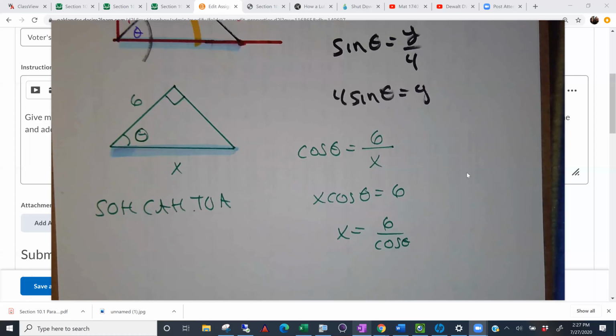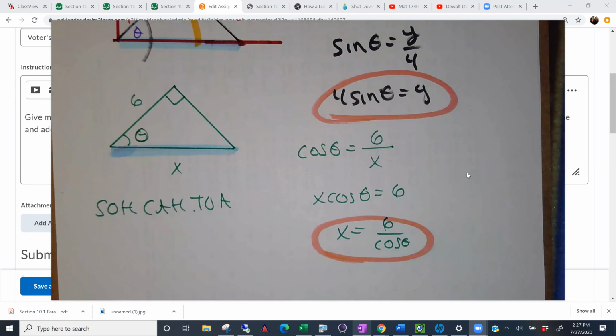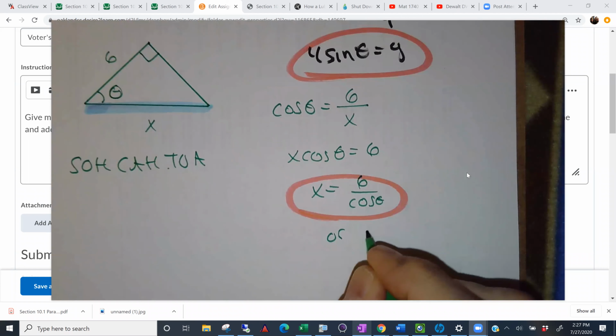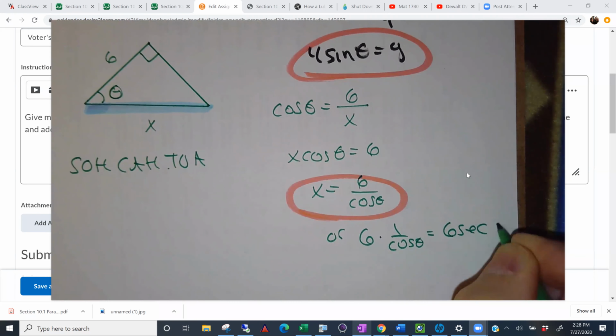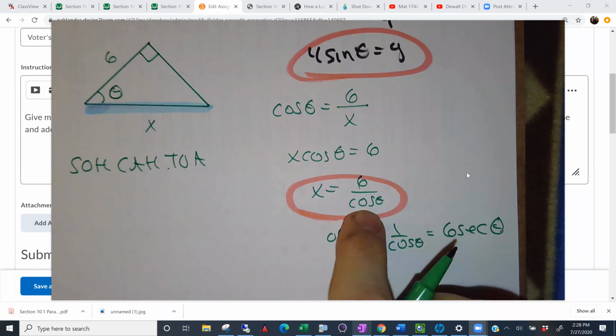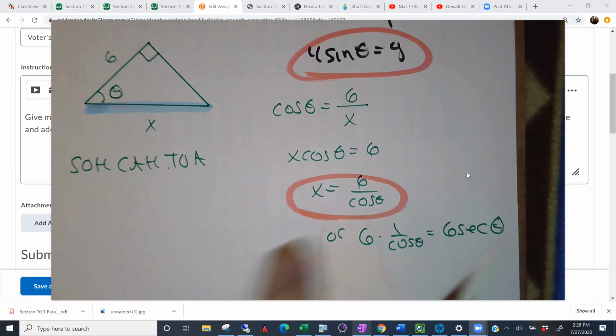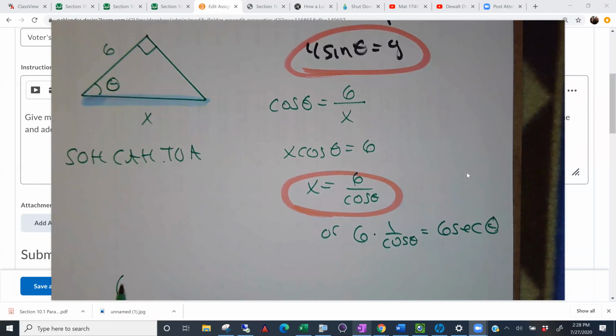You wanted x by itself. X is now a function of theta. You've got y as a function of theta, and you've got x as a function of theta. Alternatively, you could write this as 6 times 1 over cosine of theta, which is 6 times the secant of theta. I think WebAssign might write their answer like this, but they should accept this. If they didn't accept this, I'd be pretty unhappy. Overall, our point would look like this: 4 sine of theta and 6 secant of theta.